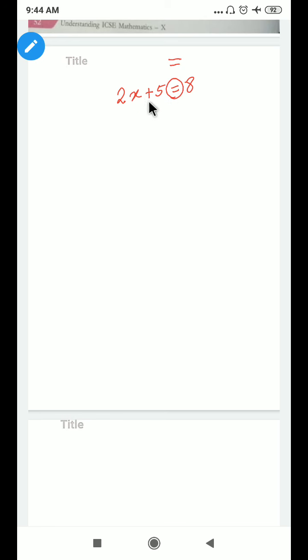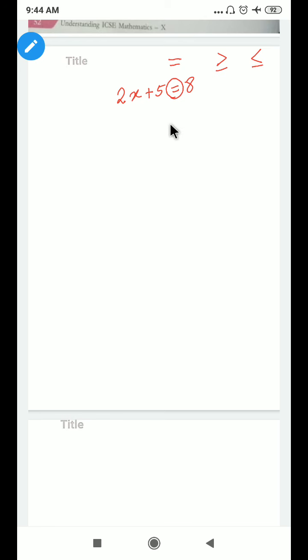Okay. Now, if in the place of the equal sign, there is greater than, less than, greater than or equal to, less than or equal to, then this type of sign is called an inequation sign.